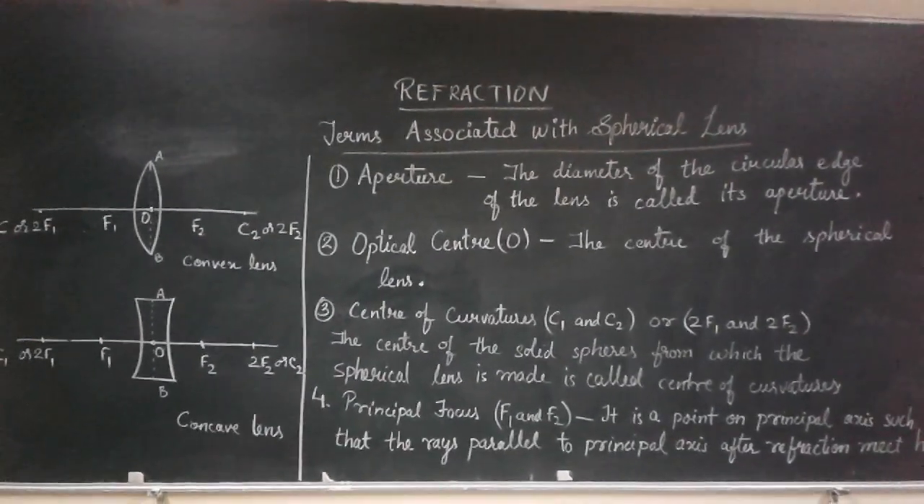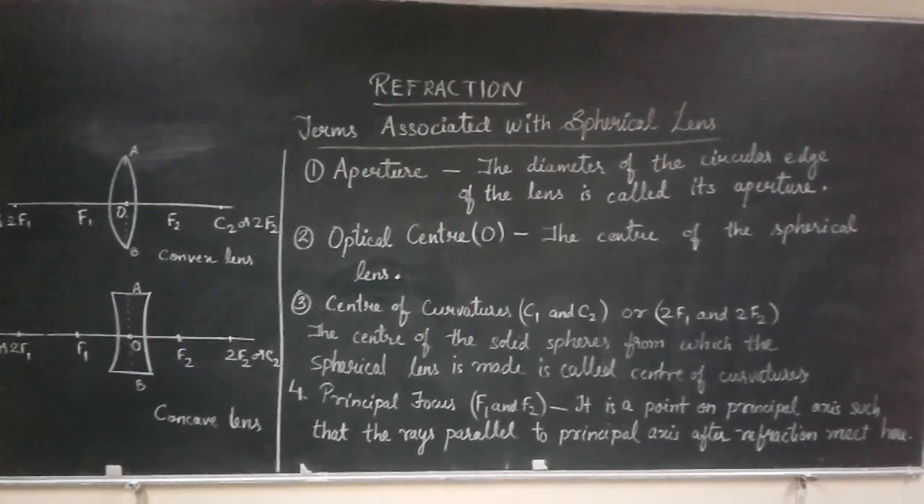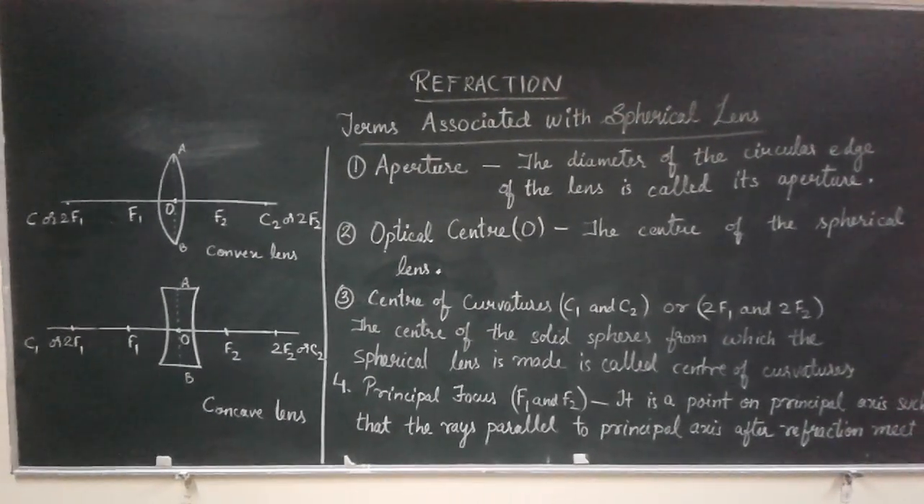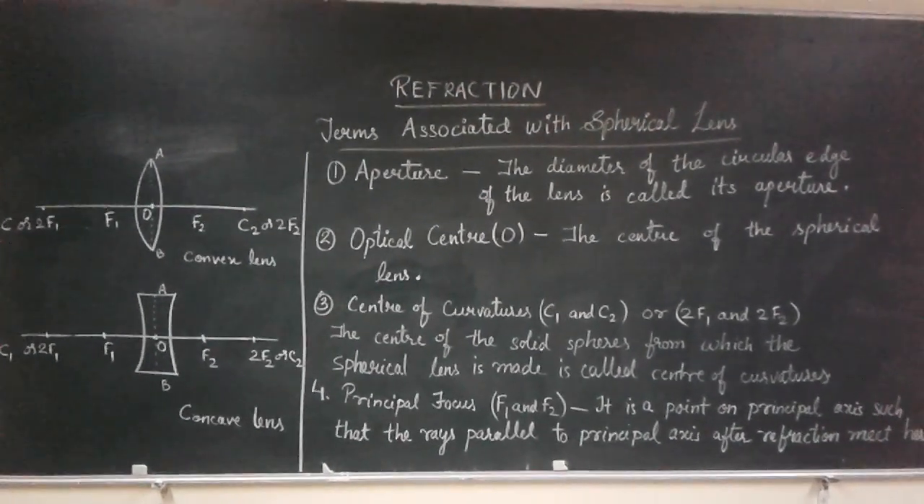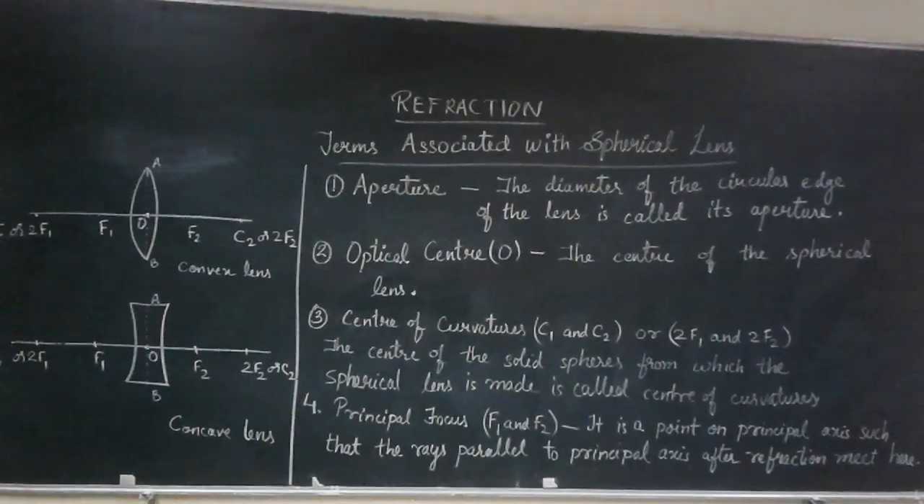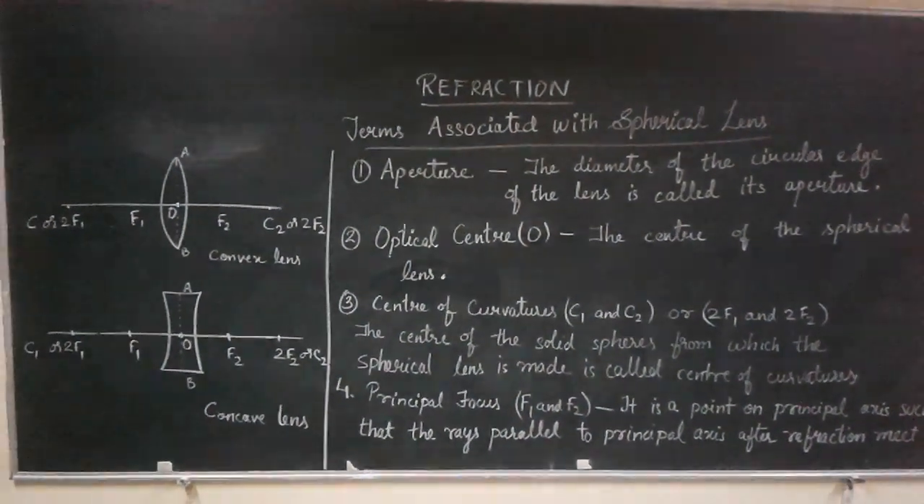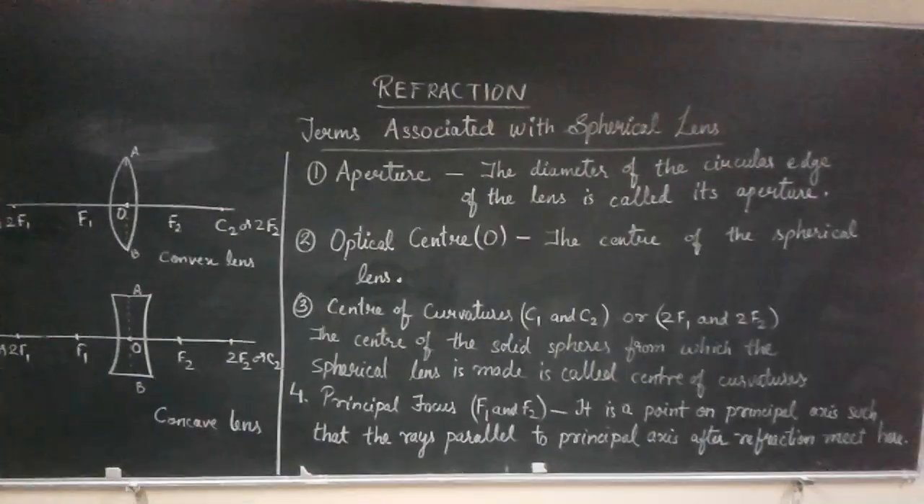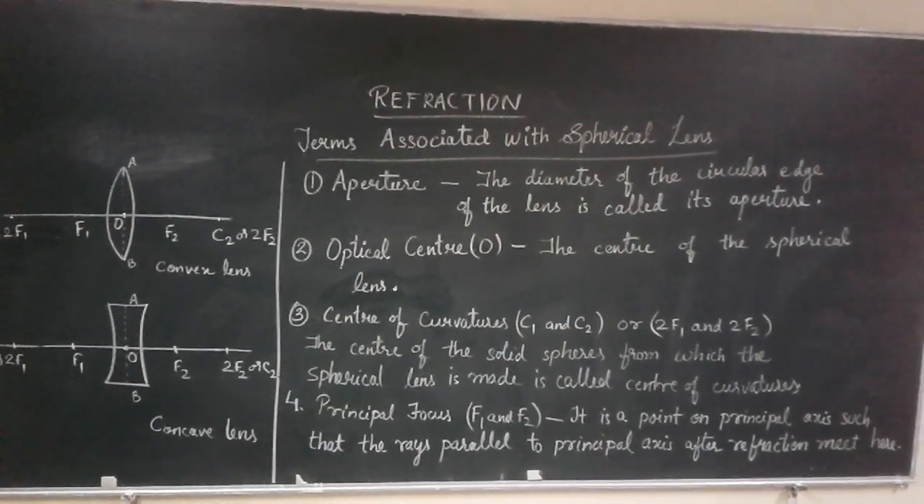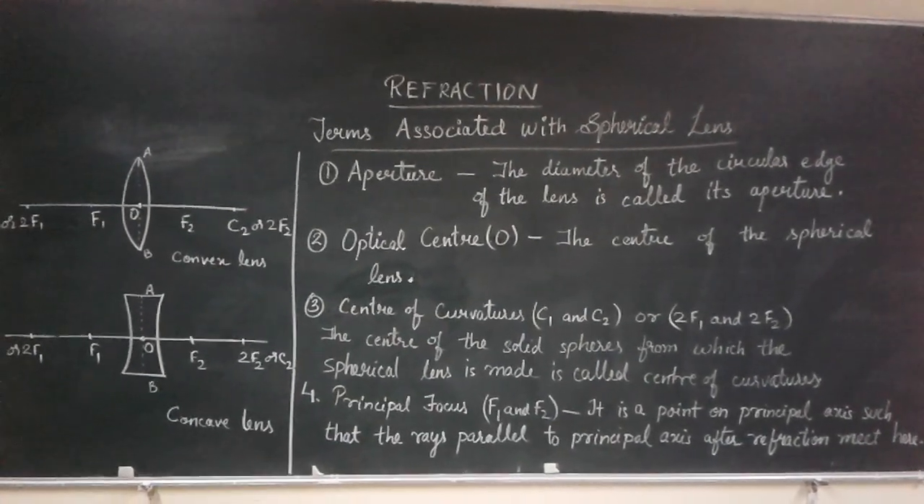The next point is principal focus. It is represented by capital F1 and F2. It is a point on the principal axis such that the rays parallel to the principal axis after refraction meet at this particular point. Let me show you how this happens.